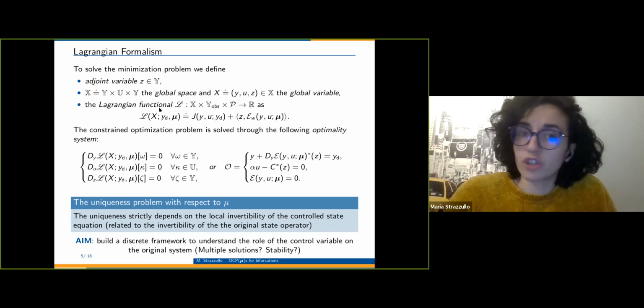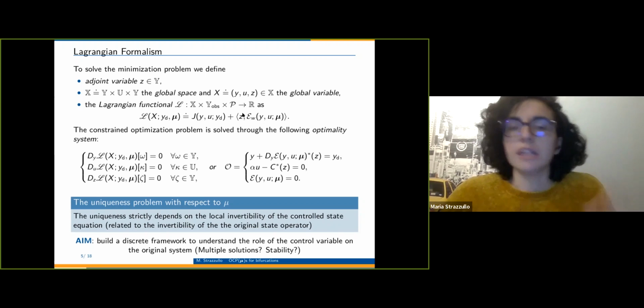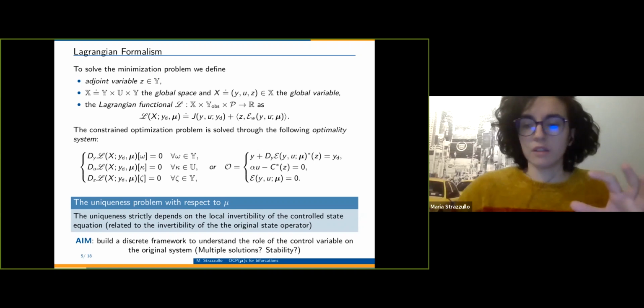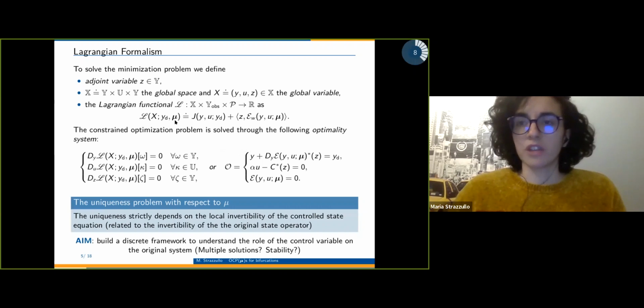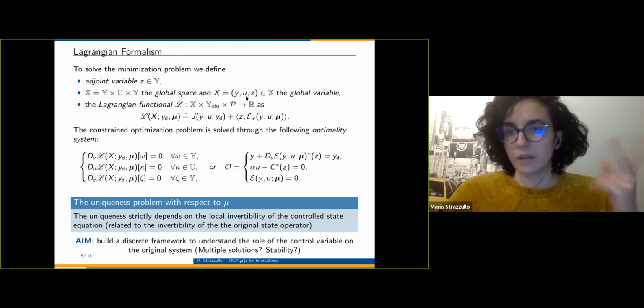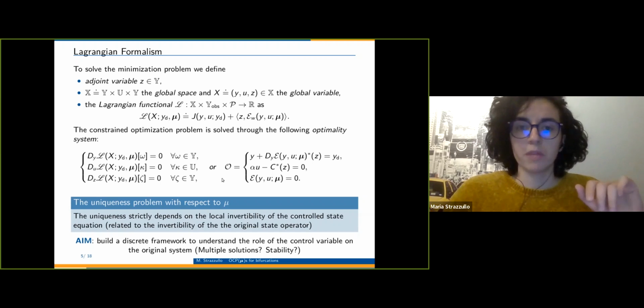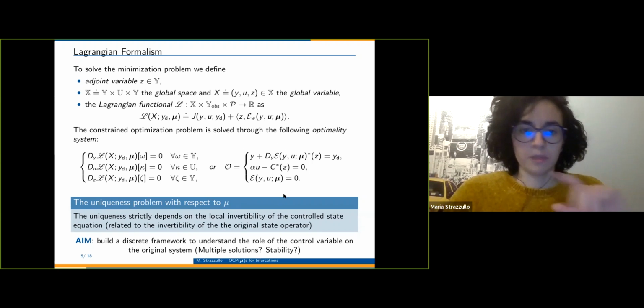You build the Lagrangian functional given by your previous functional plus the weak formulation of your constraint tested with respect to your adjoint. And it can be proved that the minimum of this problem is a stationary point of the Lagrangian. So you differentiate with respect to the state, the control, and the adjoint, and you put everything equal to 0. You find this triplet here, and it's the optimal triplet, and Y and U represent the optimal control pair of the minimization problem. I will call this the strong form of the optimality system.